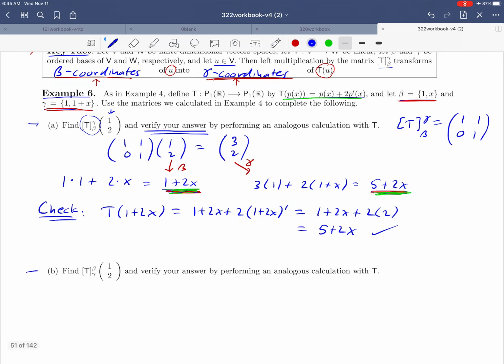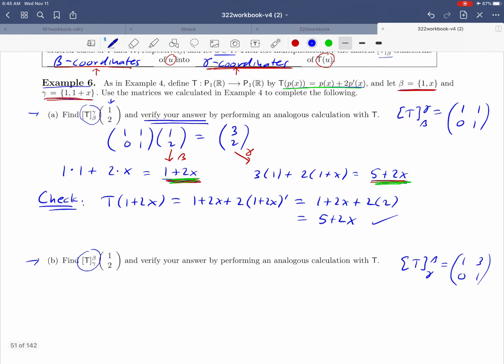All right, let's do part B. We should see a similar thing happening there. Okay, so this time our matrix is T going from gamma to beta. Okay, so we need to sneak a peek back a couple of pages. We already calculated this matrix previously to be 1, 3, 0, 1. Okay, they're asking us to take that matrix and multiply it by 1, 2. Okay, if you do that matrix multiplication this time, you're going to get 7, 2.